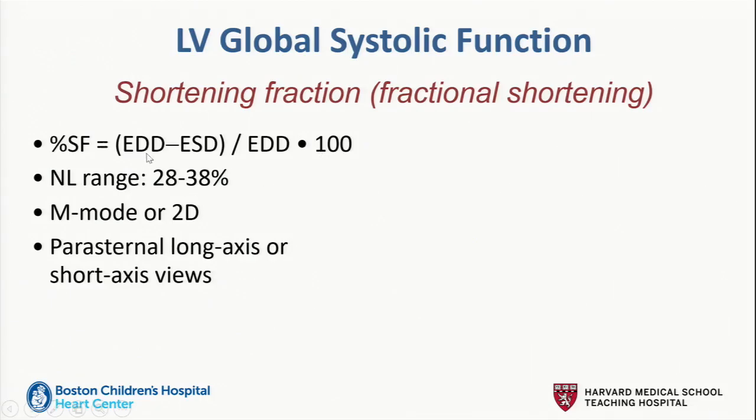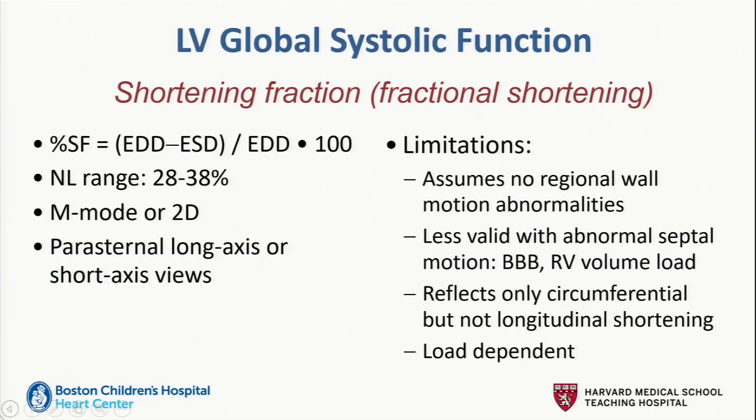Now, when you measure these dimensions, you can do them using different types of echo imaging. You can do it using M mode or with 2D imaging. And sometimes people will use parasternal long axis views or various short axis views as well. It does, however, have some limitations that are important to mention.